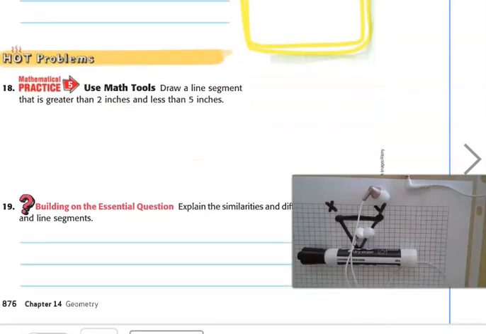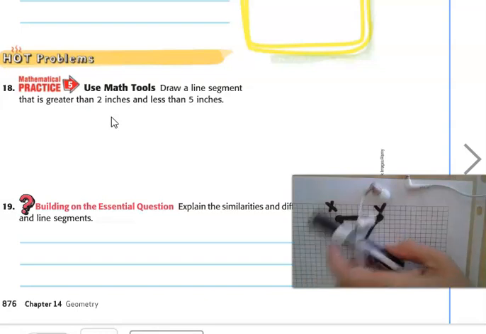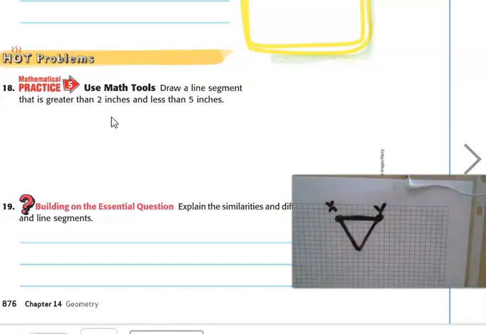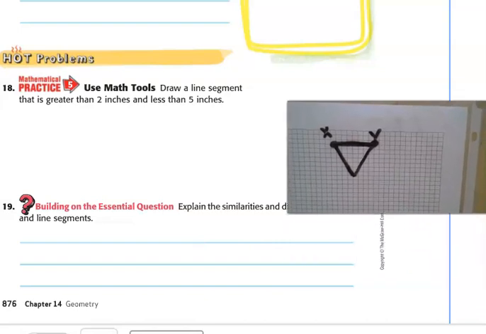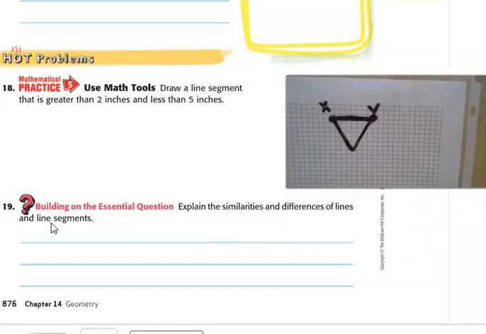Okay, draw a line segment that is greater than 2 inches and less than 5 inches. So you might need a ruler for that one. You're going to have several options in between those that you can choose. Okay, explain the similarities and differences of lines and line segments. So compare and contrast them. What's the same about them and what is different about them?